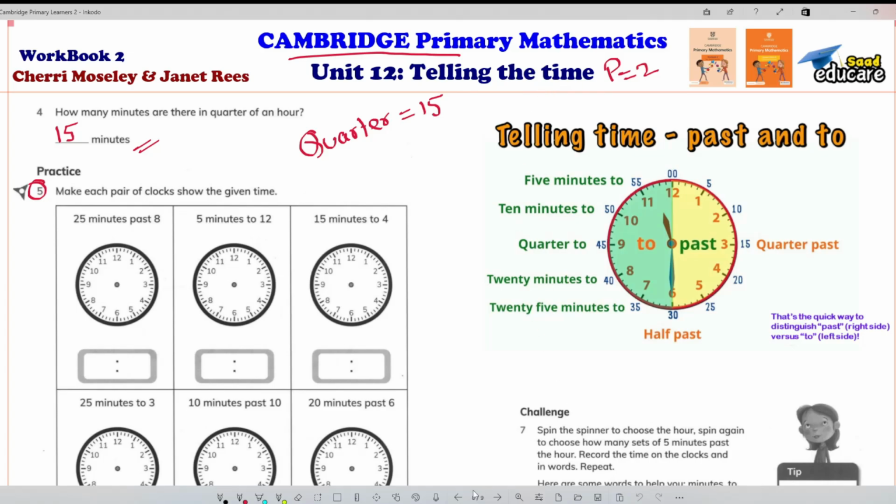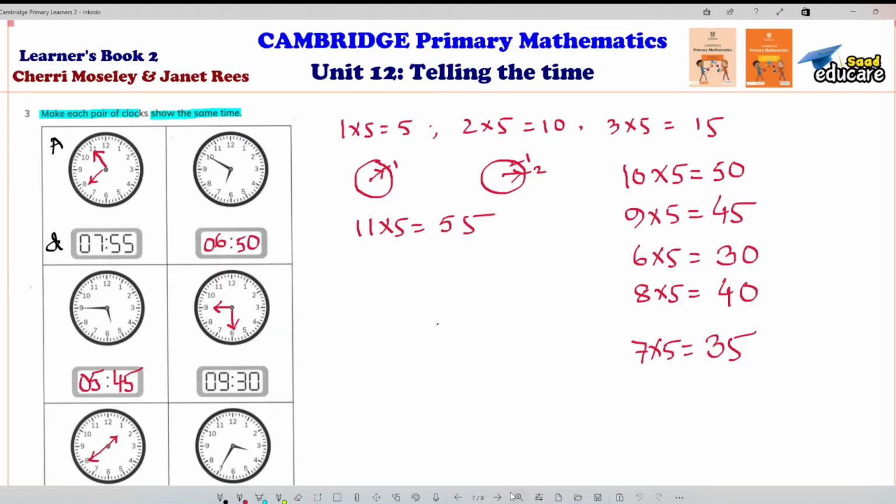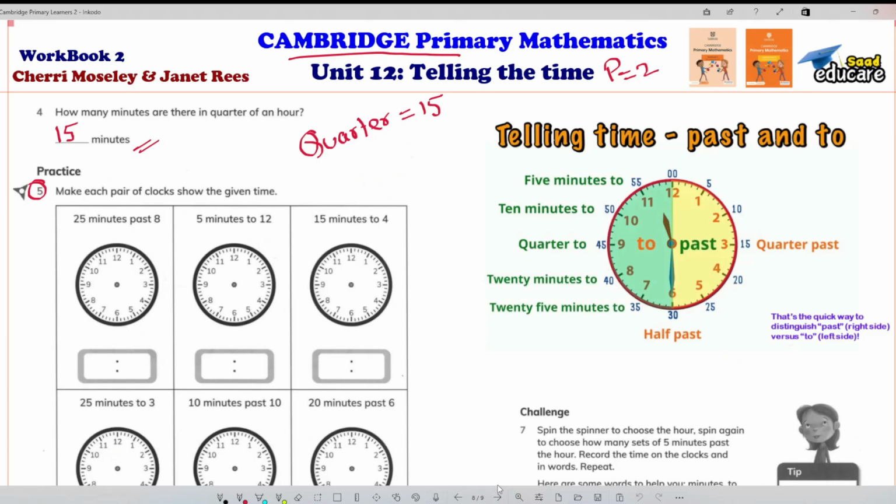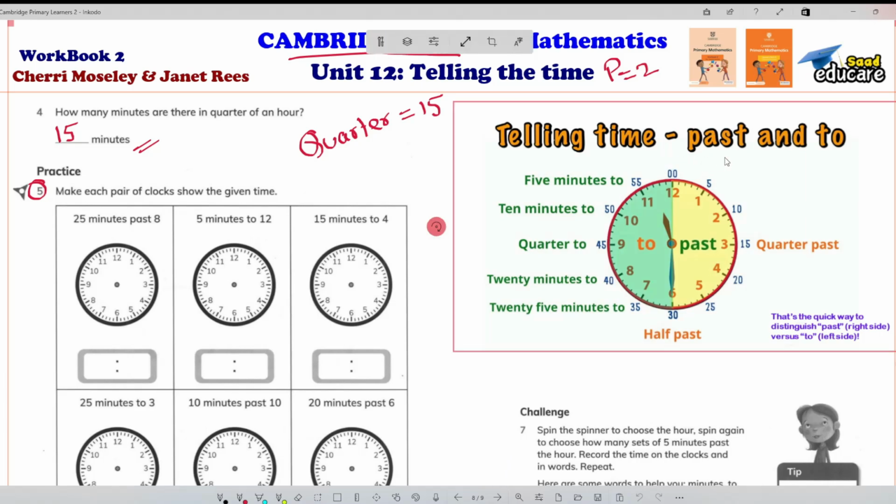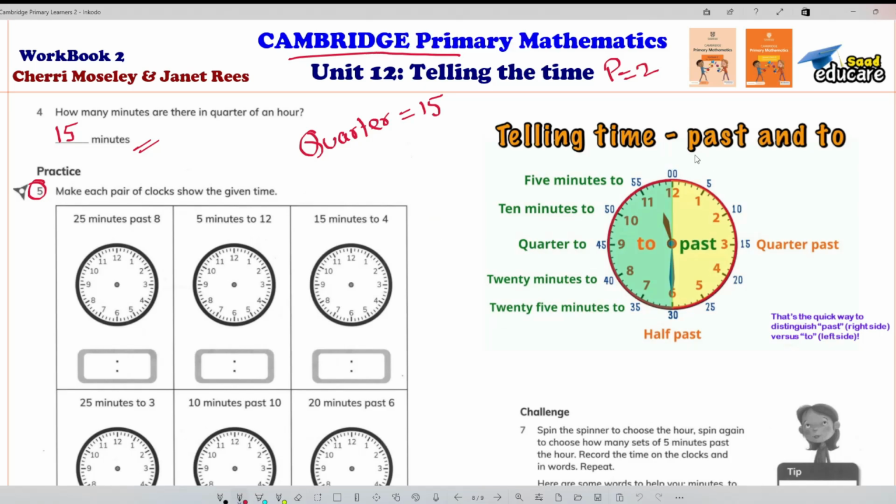Last part we tried to solve four math problems based on analog and digital clocks, but in this video we will go deeper into the clock. The main topics of this video are past and to. Okay, let's start.